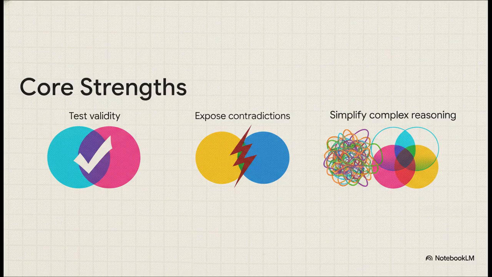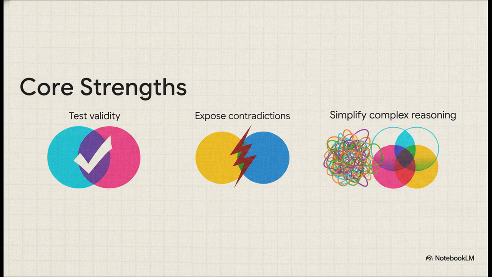Second, it exposes contradictions instantly. Let's say premise A structurally requires a specific overlapping region to be entirely empty, but premise B introduces a data point that has to reside in that exact same region. Well, you now have immediate visual proof of a logical contradiction. You don't have to argue semantics, you literally just look at the map.